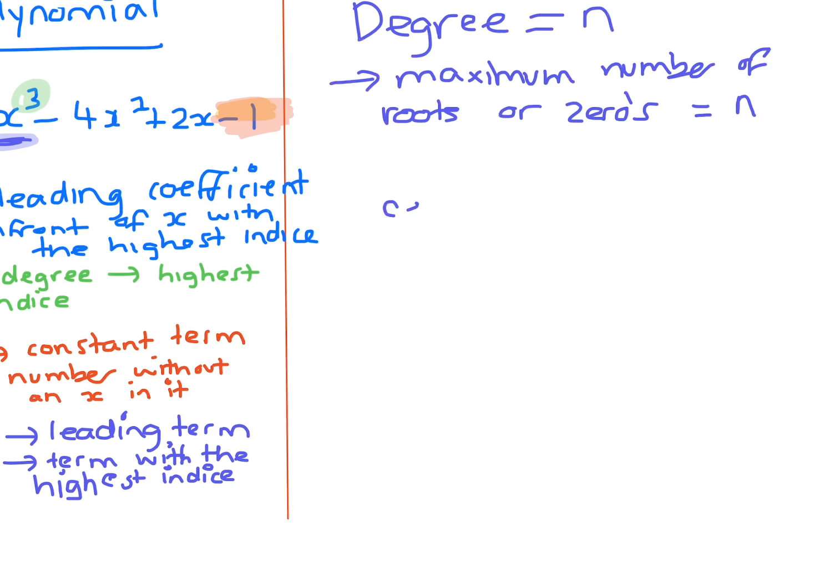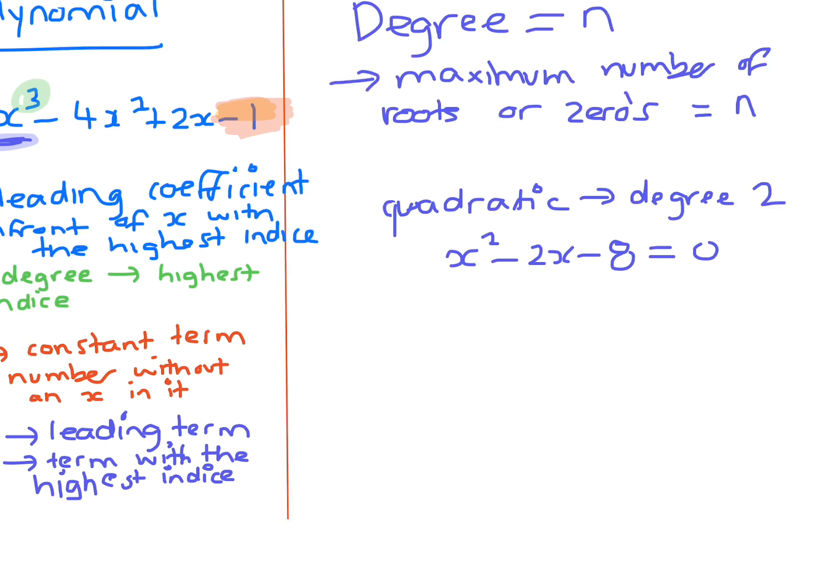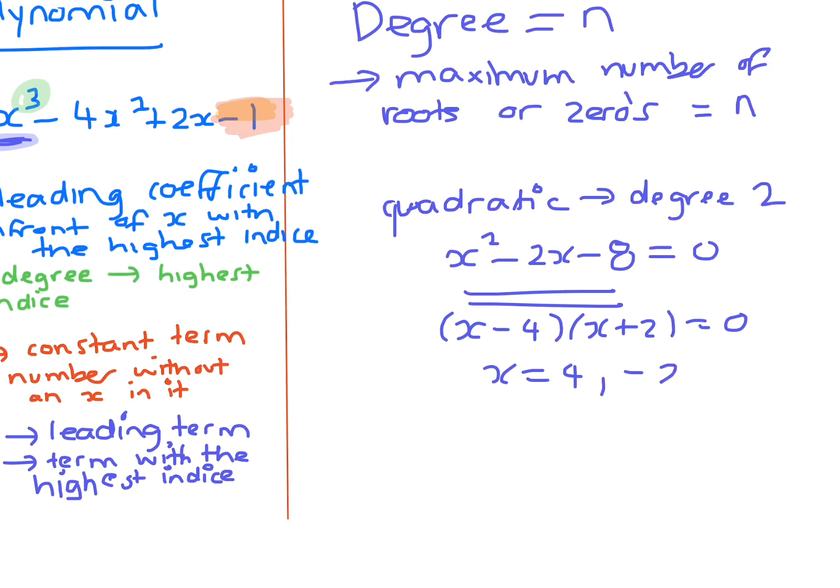So, for example, like your basic quadratic. Your quadratic is actually a polynomial, and it just has a degree of 2. Like this one, x squared minus 2x minus 8. So that means that the biggest number of roots that it could have would be 2. Got a degree of 2, so it has 2 roots.